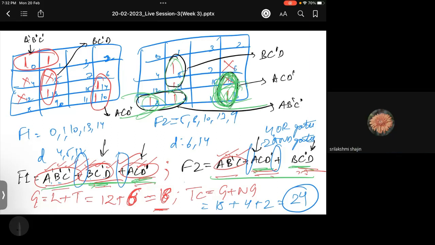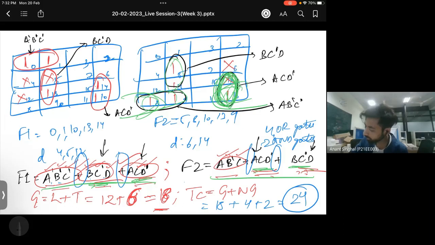Yes, sir. So if I write the terms, one term is A bar B bar C bar, which is this. One term will be B C bar D bar. One term will be A C D bar, and these two are repeated in the second function, so we'll only write the term which is not repeated: A B bar C. Is it fine till now?